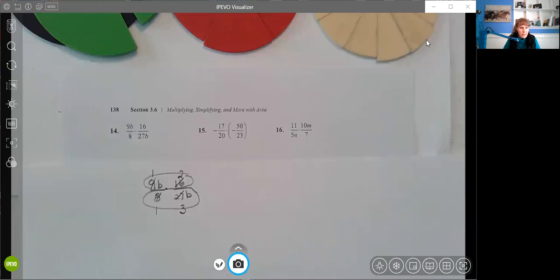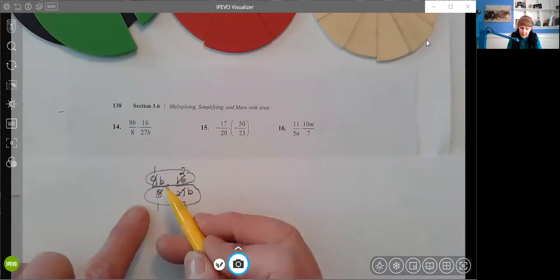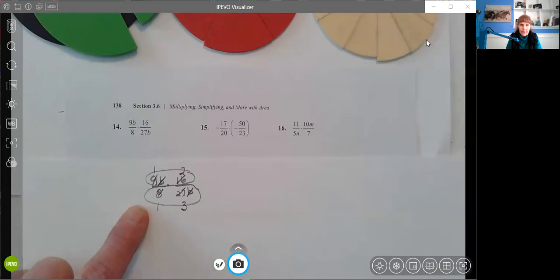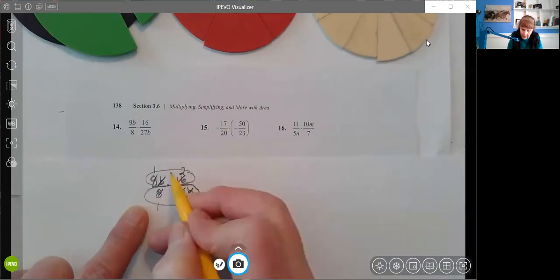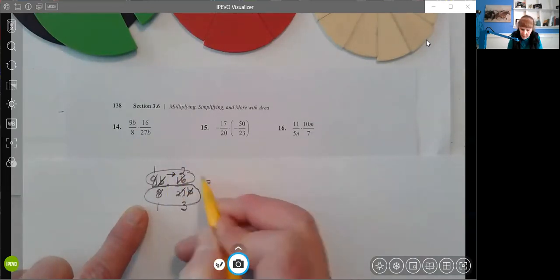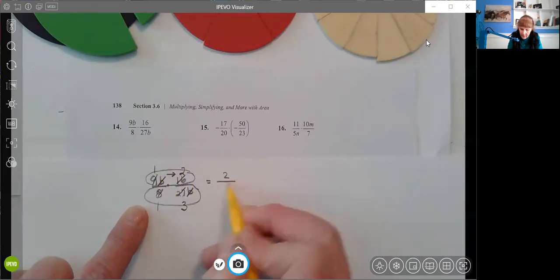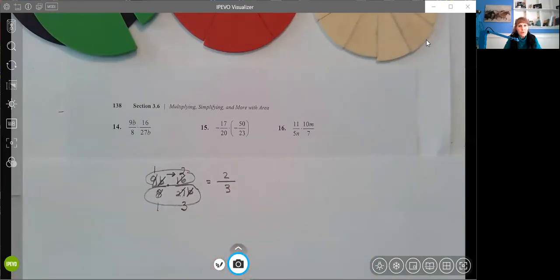Now we have some variables. Do they cancel out or are they going to stay? Well, because they're equal, okay, they will cancel each other out here. So you end up with 1 times 2 is 2. 1 times 3 is 3. So you end up with 2/3.